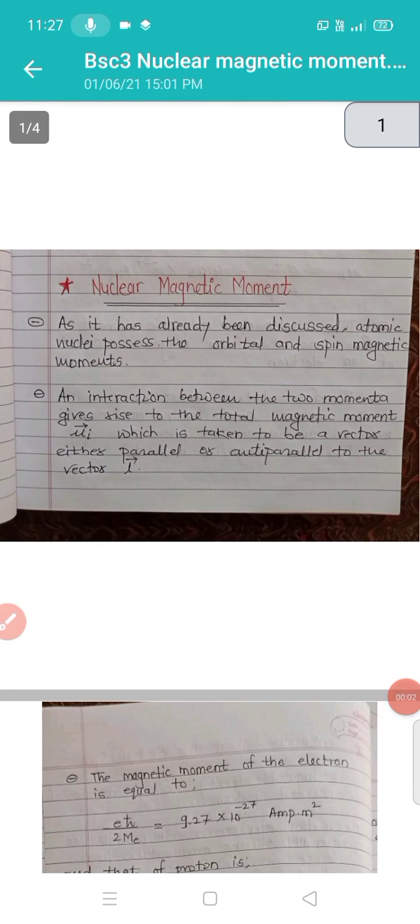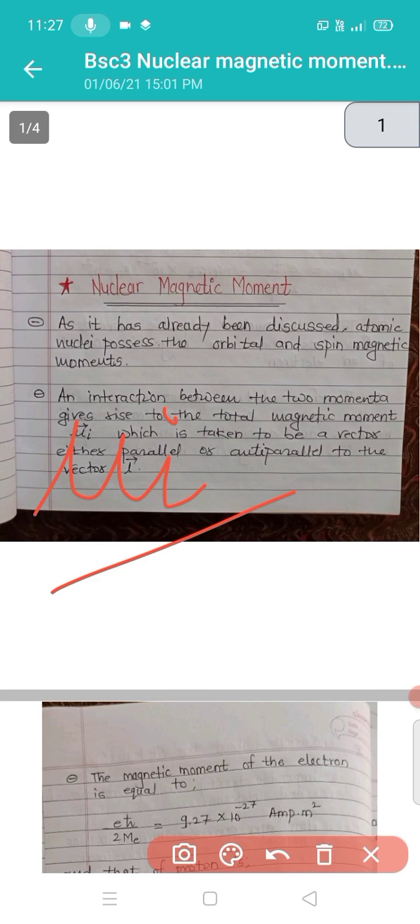Hello everyone, in this class we are going to learn about the nuclear magnetic moment. We already learned nucleus possess the orbital and the spin magnetic moment, and interaction between the two momenta gives rise to a total magnetic moment, which is represented as mu I, which is taken to be a vector either parallel or antiparallel to the vector L.